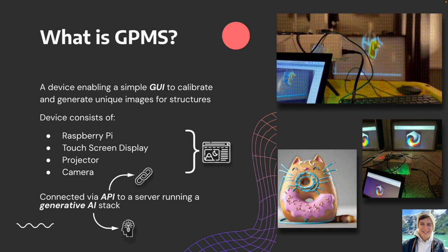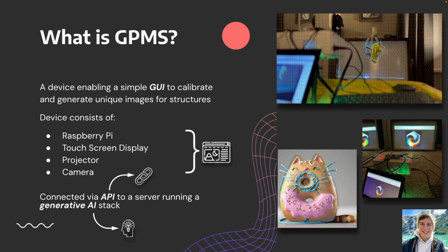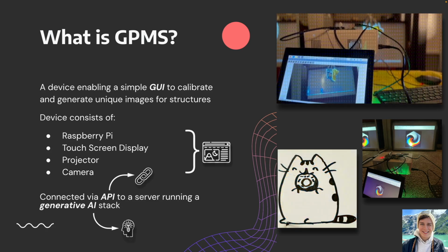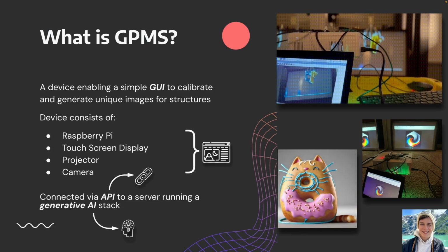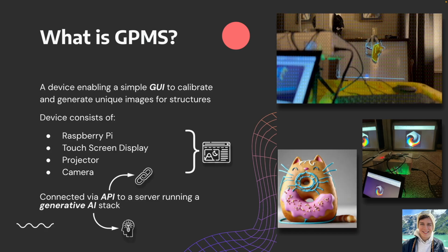Once the alignment is complete, the system captures an image which is then sent to our custom generative AI server. The server processes the image and generates a stunning AI image that aligns with the key vertices and edges of the captured structure, as demonstrated in the animation below.